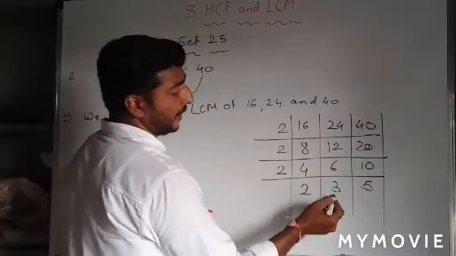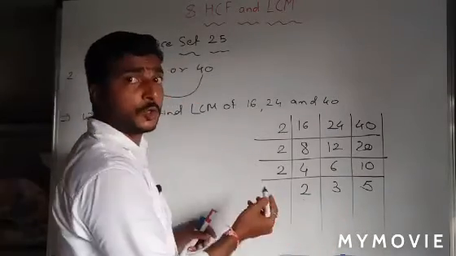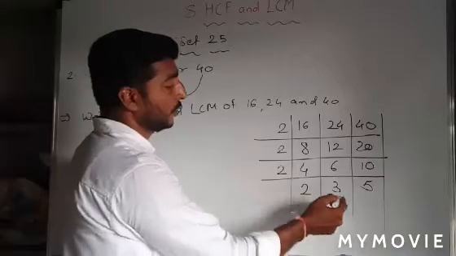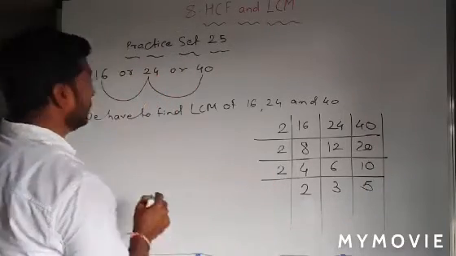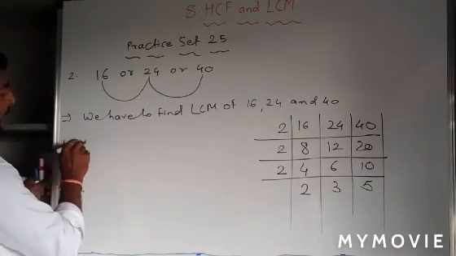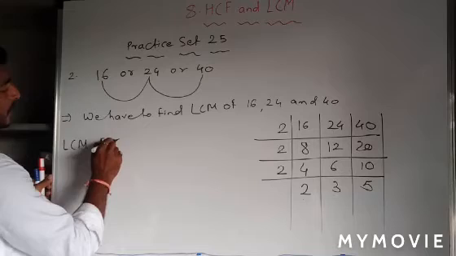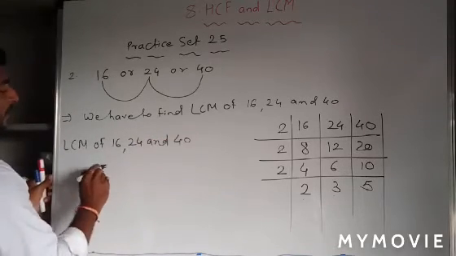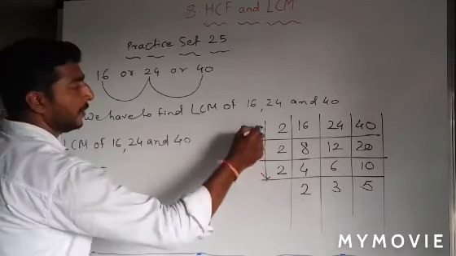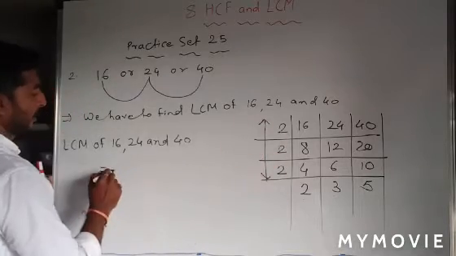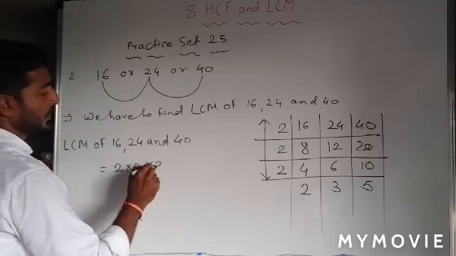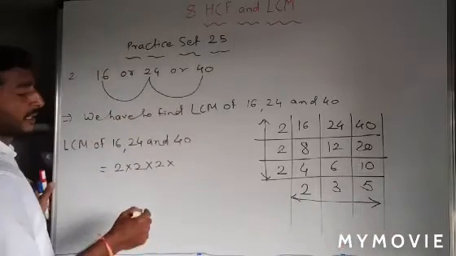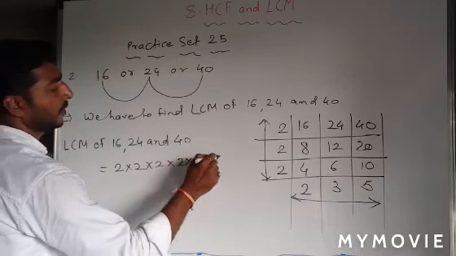Now here you got 2, 3 and 5. They are all prime numbers. There is no common prime number or any common factor for these 2, 3 and 5. So what will you do now for writing the LCM? You will say LCM of 16, 24 and 40 is equal to, you will take the multiplication of all these common factors. So 2 into 2 into 2, and then you will take all the remaining numbers from the downside. So it will be 2 into 3 into 5.